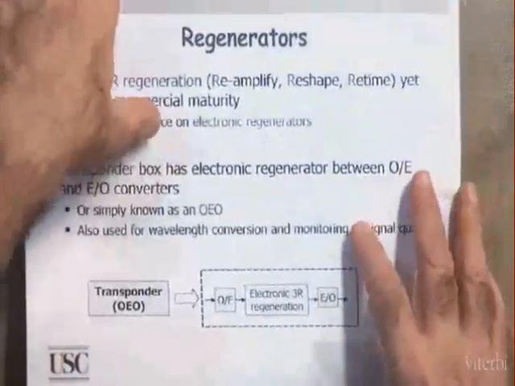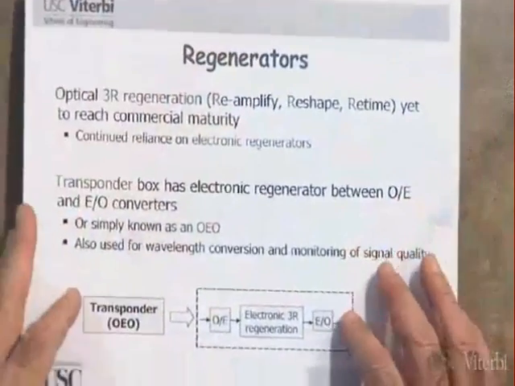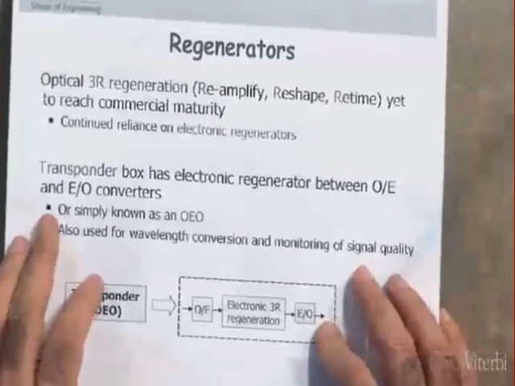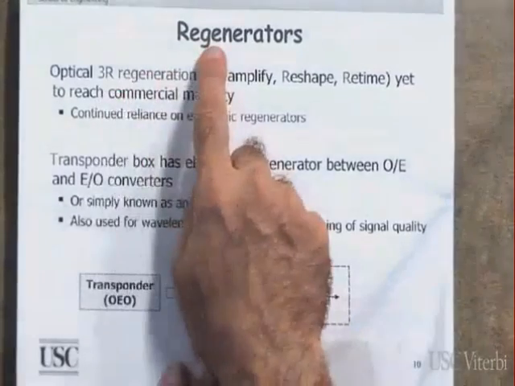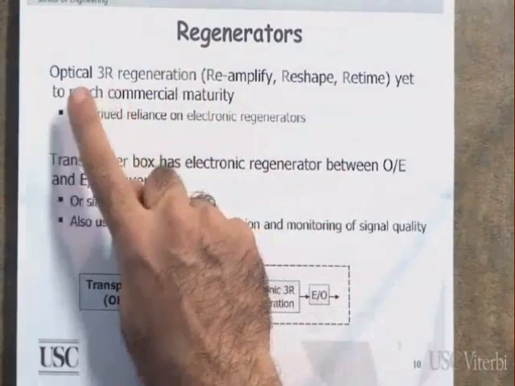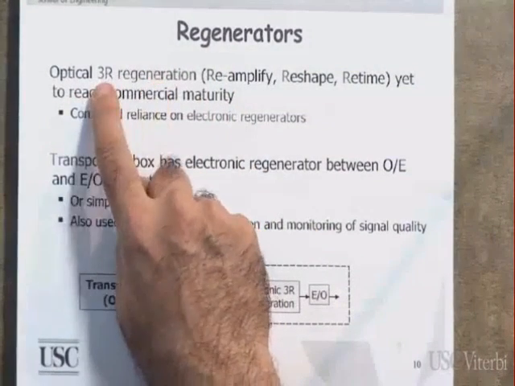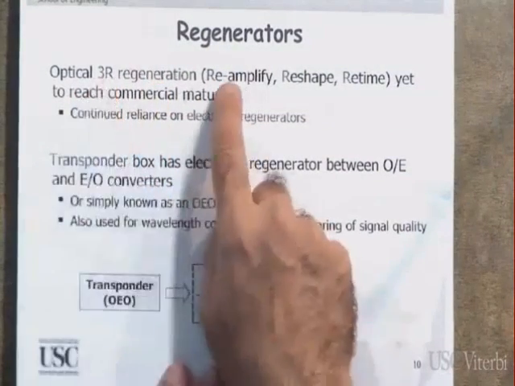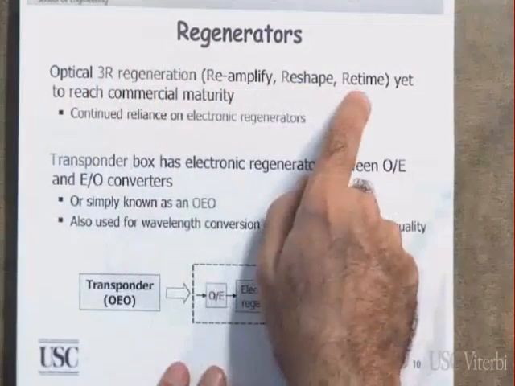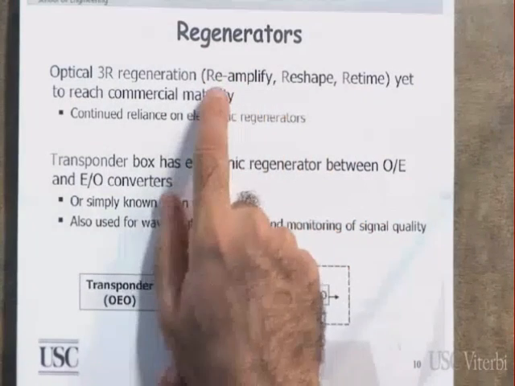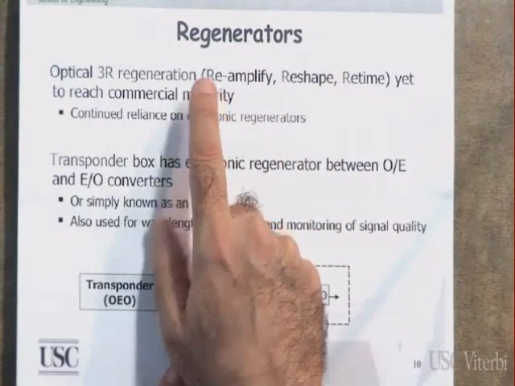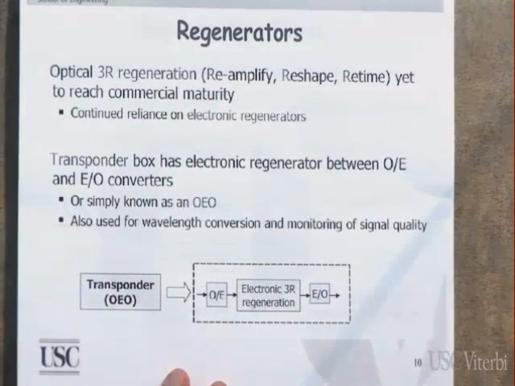Okay. Now, the other device that we will be interested in, we are looking at the devices right now, is what is known as a regenerator. Another name for it is the optical 3R regenerator. What does 3R mean? It has three functionalities, all of them starting with the letter R. The first one is re-amplify, which means along the way you amplify the signal.